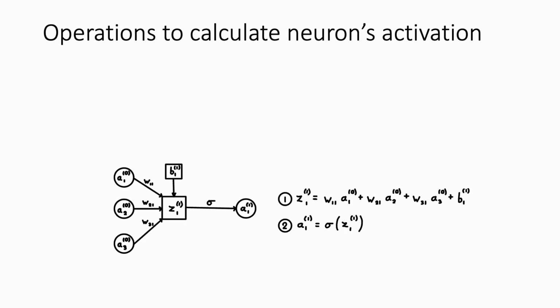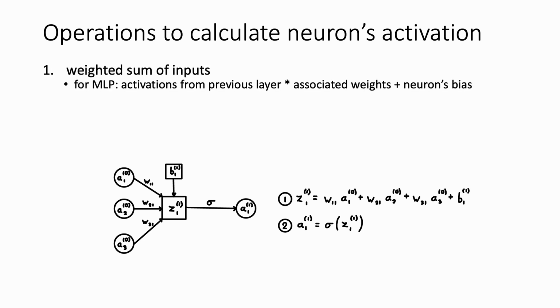There are two operations in the calculation of the activation at each neuron. First, we obtain a weighted sum of the inputs to the node. For a multi-layer perceptron, this is the sum of activations of the previous layer multiplied by their associated weights, plus the bias of the neuron.